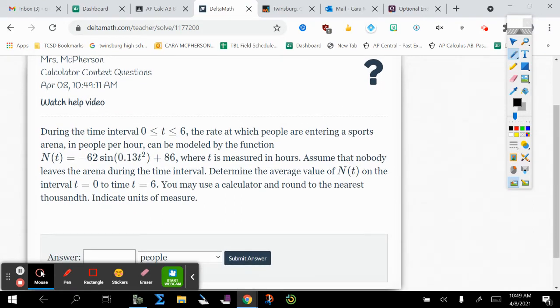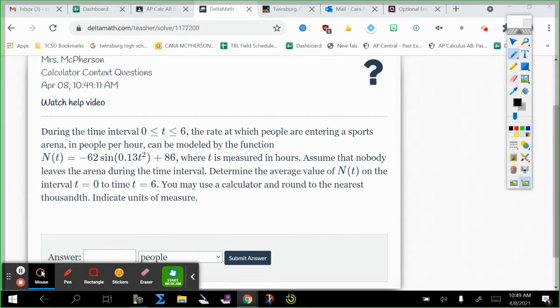Okay, so here's an average value question. So this time they're giving you a function that is representing the rate at which people are entering a sports arena in people per hour. And it wants the average value of that function on the interval 0 to 2. So you may remember or may not remember, average value is integral area divided by width. So average value is going to be the integral of this function that we want the average value of, going from 0 to 6 divided by the width of the interval. That is average value. We did that in chapter 4 when we talked about area.